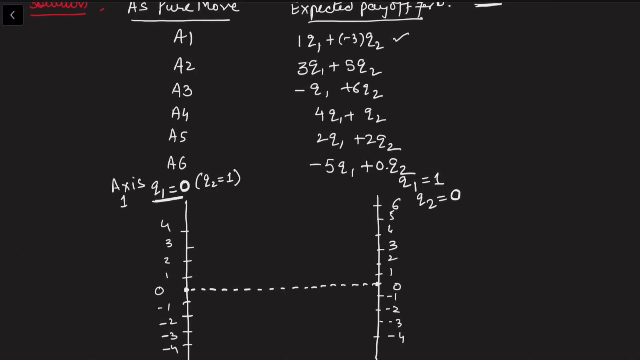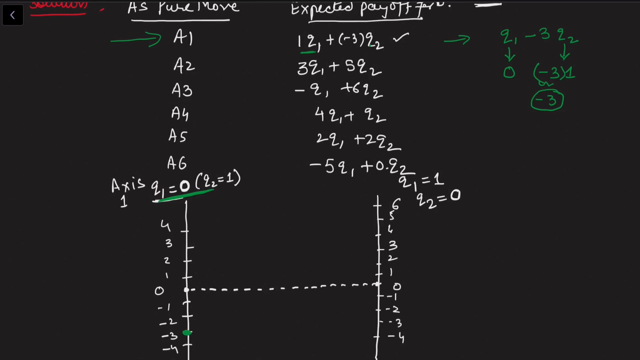To draw the lines, I am going to look at the first strategy, A1. If q1 is 0, this means it is minus 3 times q2. If q1 is 0, this means q2 is 1. So look carefully: this is q1 minus 3 times q2. If q1 is 0, q2 is 1, and this quantity is minus 3. That means this whole quantity remains minus 3. So we are here, at minus 3, because q1 is 0 and q2 is 1. So we are on this axis.